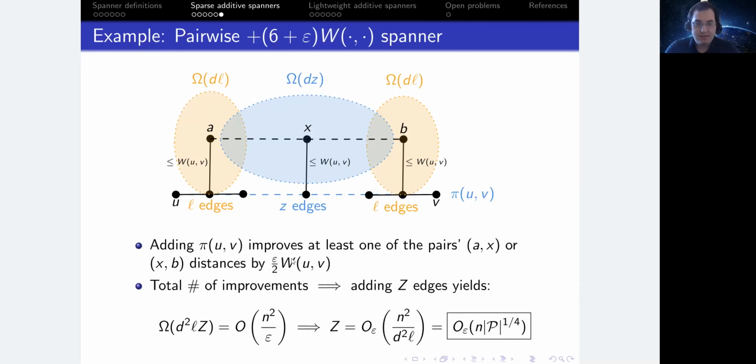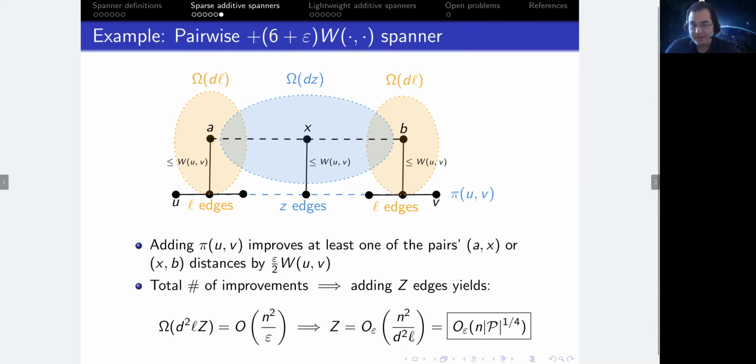So by considering the total number of possible improvements over all possible paths that we add during the spanner completion, we can set up an equation in terms of the number of edges that were added during spanner completion. Suppose it's uppercase Z, and then we can solve for the number of edges added during the spanner completion.